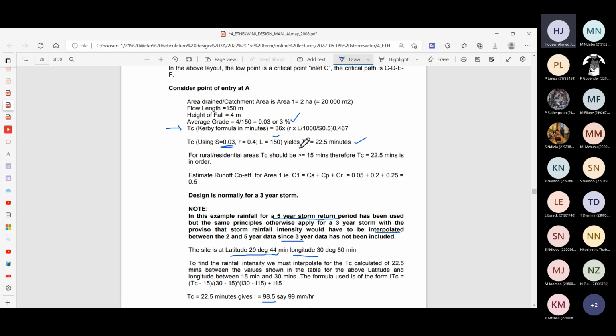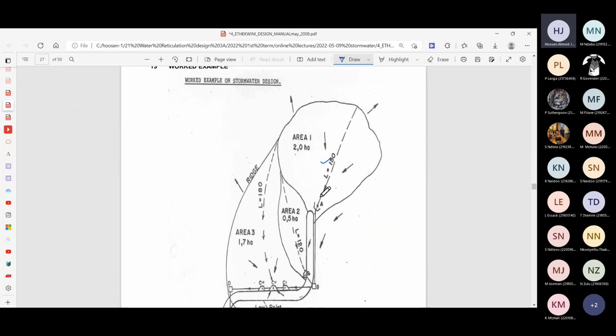Now, once you've got the 22.5 minutes, that means it takes at least 22.5 minutes for all the runoff in this catchment area to reach point A. The rain may start, and any runoff that fell at that point may reach point A within maybe 5 minutes or 3 minutes or 2 minutes. But the most intense flow would mean that all the runoff that's arriving at A must arrive at one particular moment.